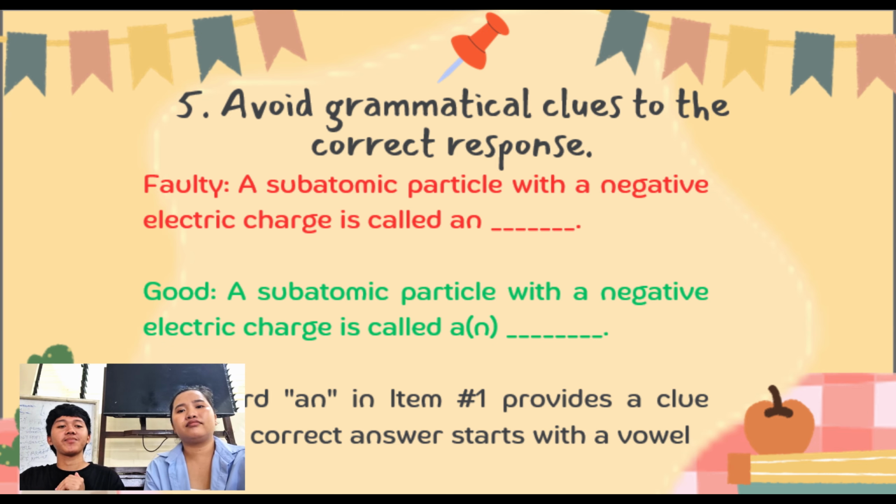Next slide. Number 5, avoid grammatical clues to the correct response. So, faulty states a subatomic particle with a negative electric charge is called an blank. So, the good example is a subatomic particle with a negative electric charge is called a or an. So, the word an in item number 1 provides a clue. The correct answer starts with a vowel. So, what is the vowel? Vowel is a, e, i, o, u.